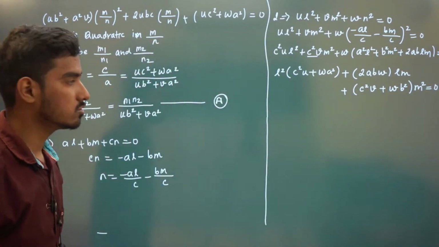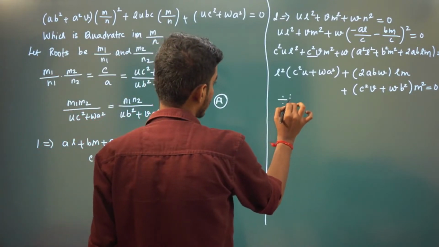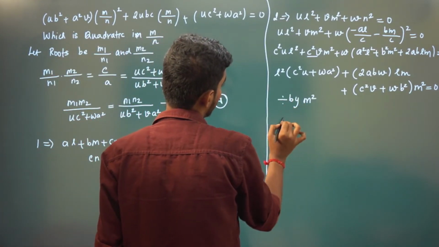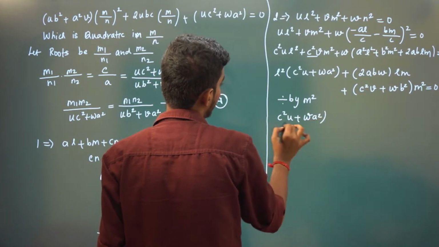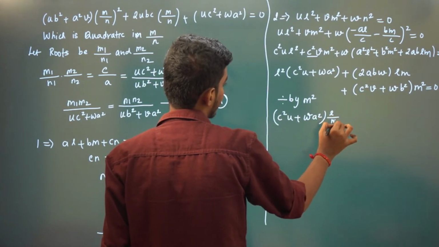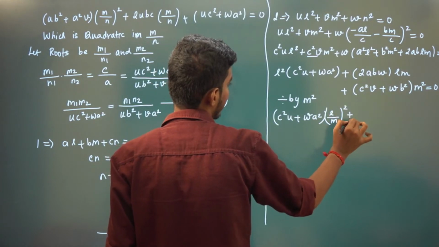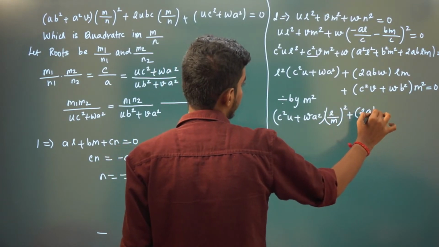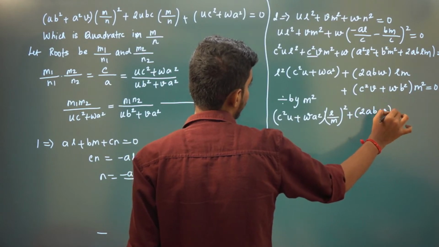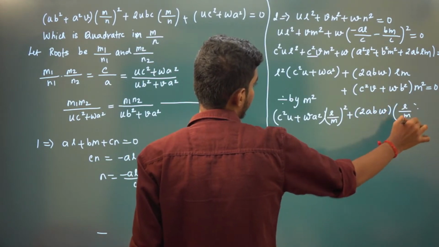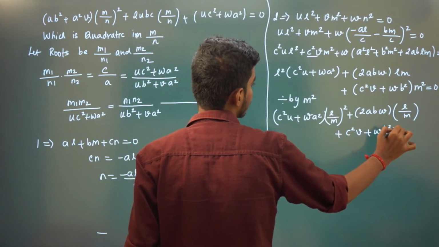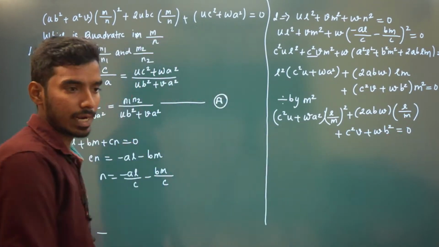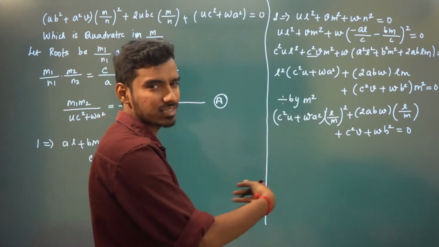Let us divide by m square. So we will have c square u plus w a square, l by m whole square, plus 2abw l by m, plus c square b plus w b square is equal to 0, which is quadratic in l by m. And the same story, right?